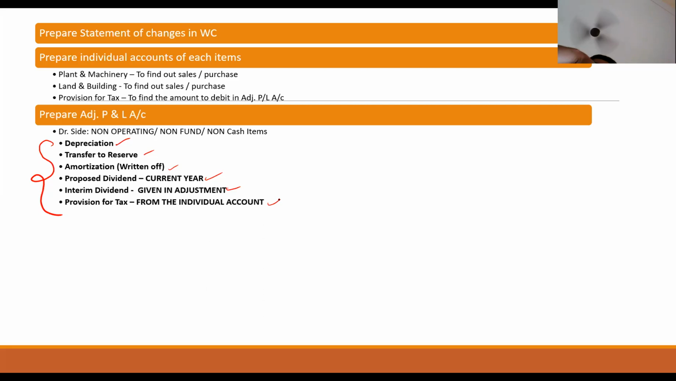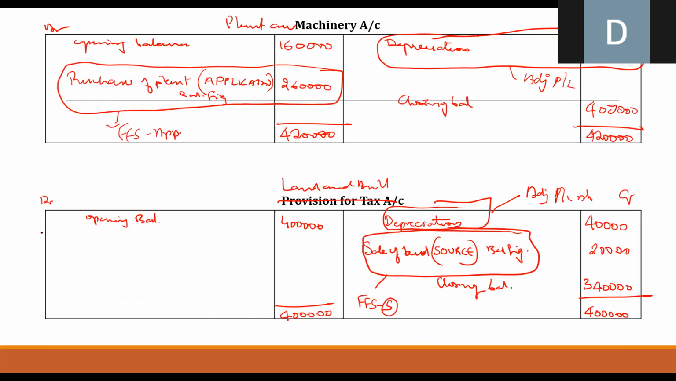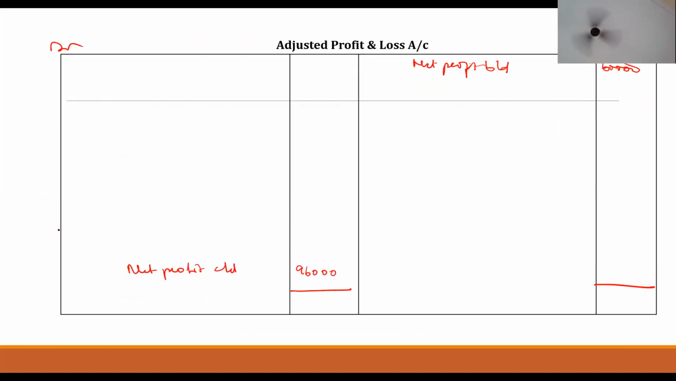Shall I proceed? Shall we prepare the adjusted P&L account? Yes, sir. Adjusted profit and loss account. First of all, you can prepare it any way you like. You can start with the adjustment items or from the balance sheet. So tell me, what are the items?